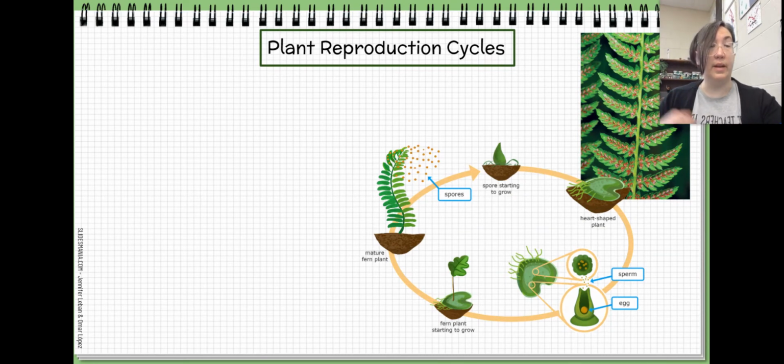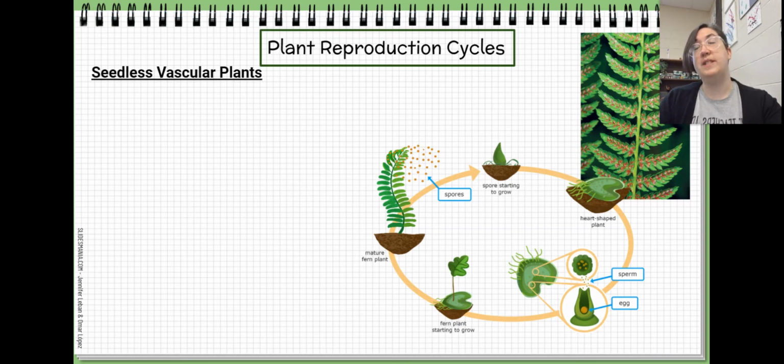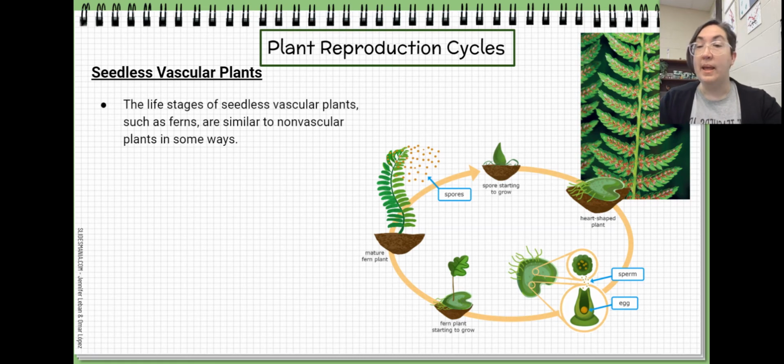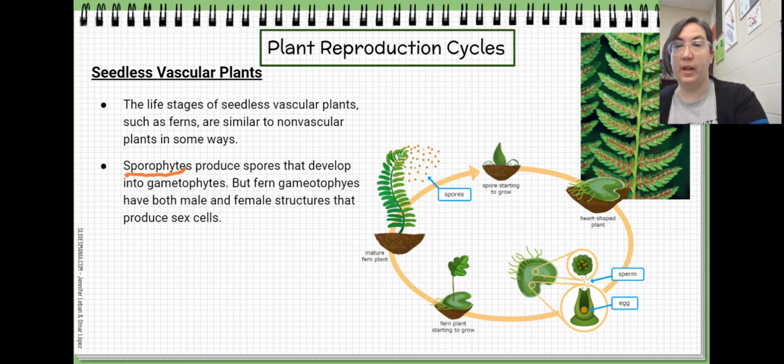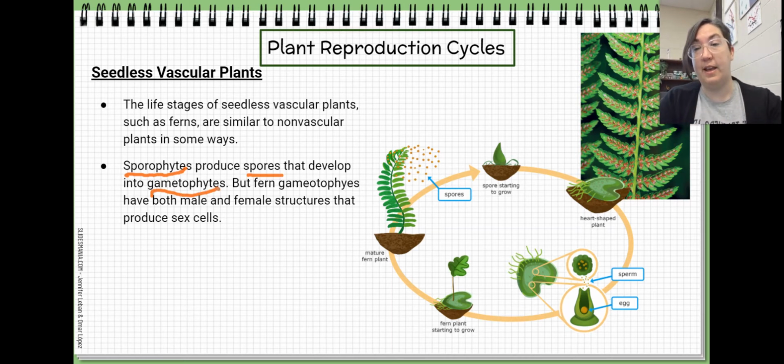All right, there is another type of reproductive cycle. So if we have seedless vascular plants, it works a little bit differently. The stages of a seedless vascular plant, such as ferns, is similar to non-vascular plants in some ways. We still have sporophytes developing spores that develop into gametophytes, but fern gametophytes have both male and female structures in the same plant that produce sex cells.